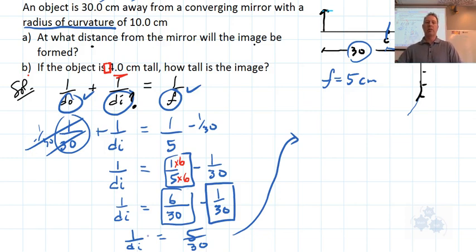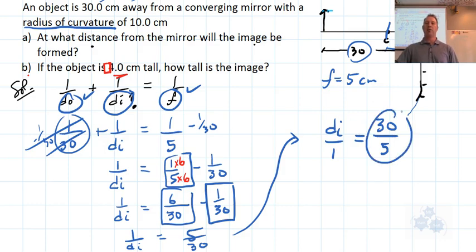All right, now I want you to see something. If you have 1 over di equals 5 over 30, you can actually take the reciprocal of both sides. And so di over 1 is the same as 30 over 5. You see how I just flipped the fractions on both sides? That's totally okay to do. So now I have di equals 30 over 5, and of course 30 over 5 simplifies to 6. And that's 6 centimeters.